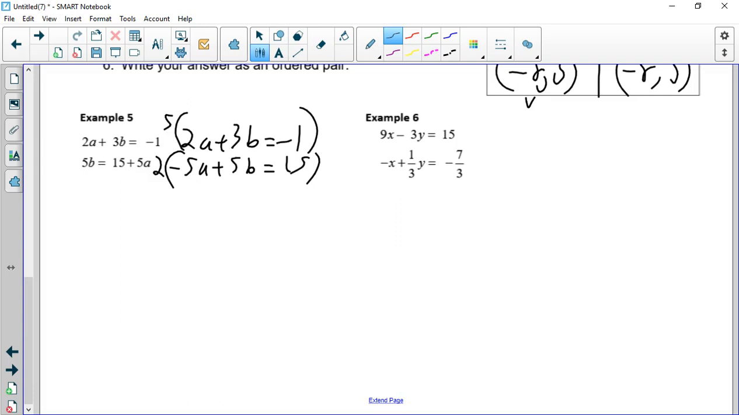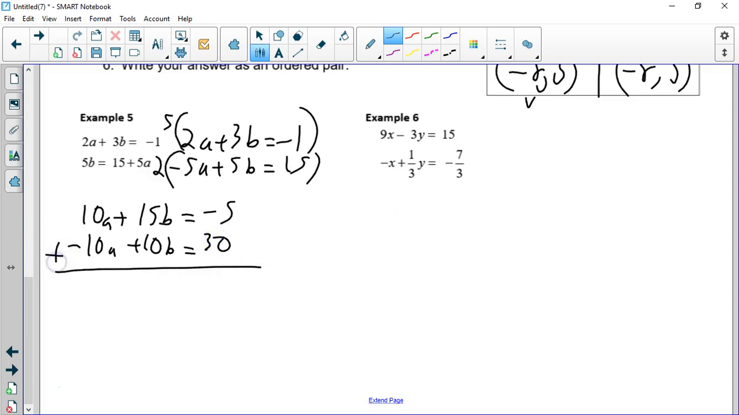Again, this should all be reviewed for you. So 5 times 2 is 10. 5 times 3 is 15. And 5 times negative 1 is negative 5. 2 times negative 5 is negative 10a, plus 10b equals 30. I'm ready to add. My a's cancel. I get 25b equals 30 minus 5 is 25. So b is 1.